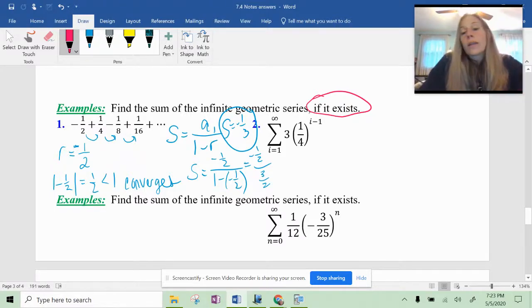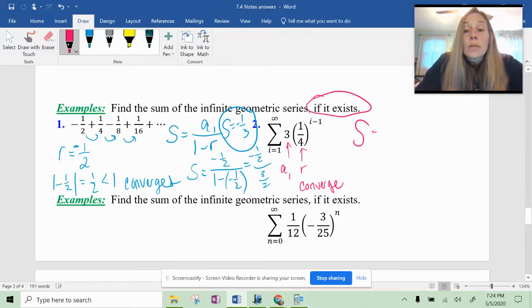So now if we want to take a look at the next one, it's set up in that sigma notation, but you do the same thing, right? So this is just telling us this is the r value. This is my a sub 1 here. The r value is 1/4. The absolute value of 1/4 is 1/4, and it's less than 1. So we know this is going to converge or approach a limiting value.